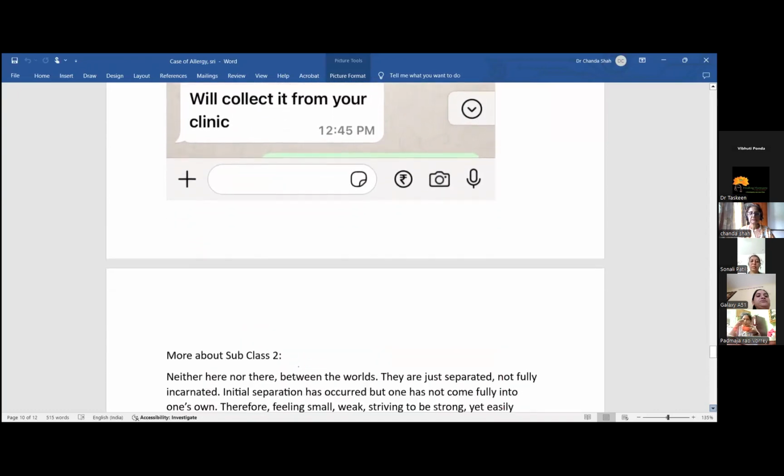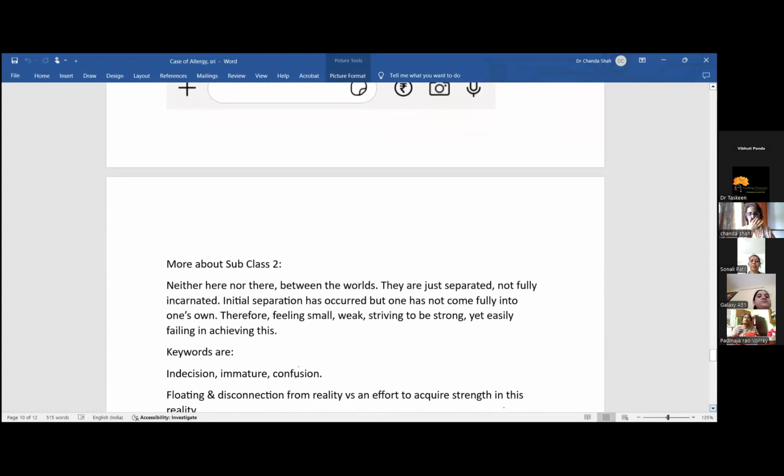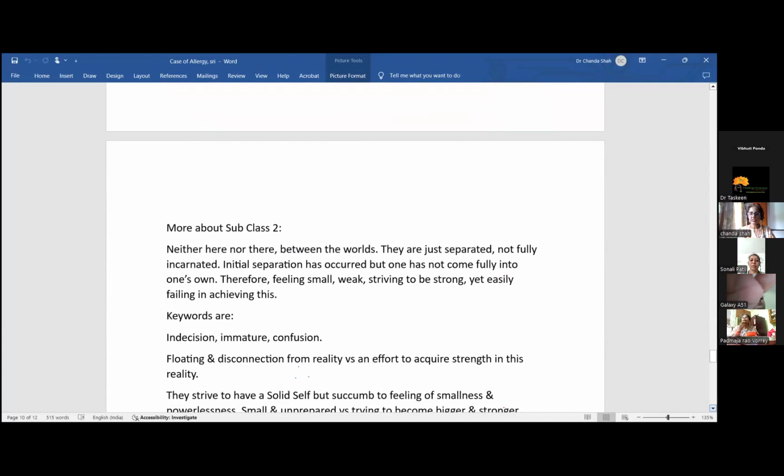A little bit more I want to tell you about subclass 2. Subclass 2 is neither here nor there, between the worlds, because you're still in the mother's womb. They are just separated, not fully incarnated. Initial separation has occurred, but one has not come fully into one's own. So they feel small, weak, they're striving to be strong.